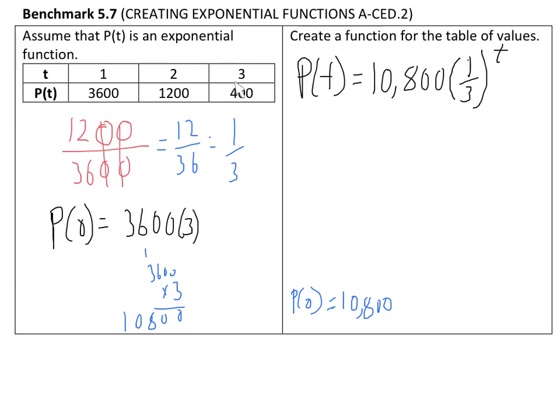So be careful when you read this. Make sure you find your 0 value, and make sure you find your rate. Your rate is always found first in order to get the 0 value.